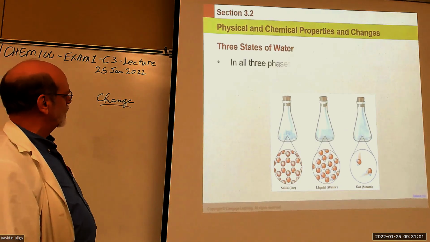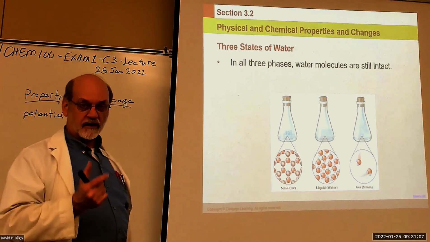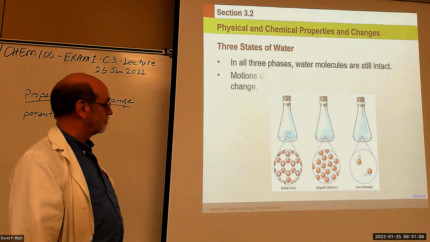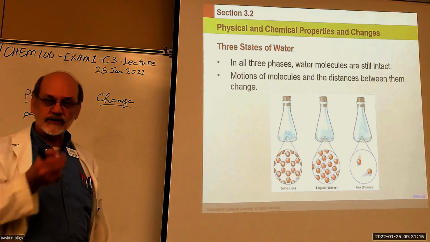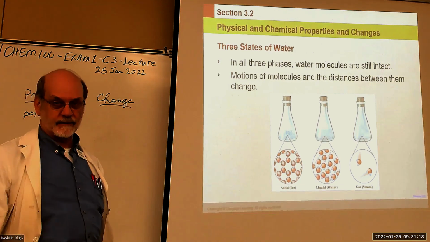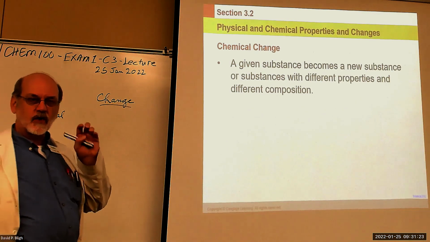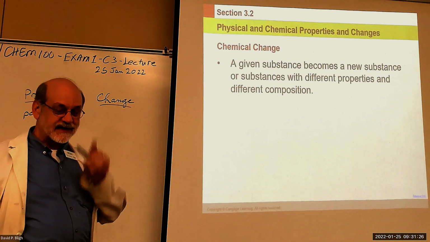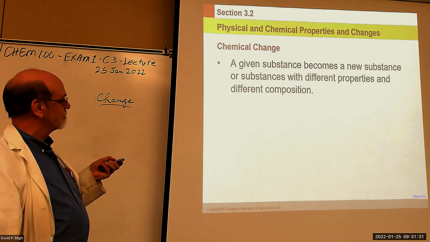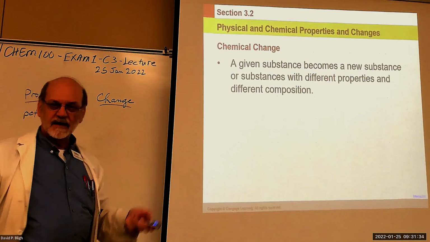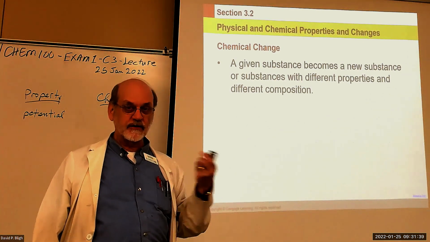Here we have our three states of water again. The water molecules are still there. It's still water, no matter what phase it's in. What changes is the energy of the individual molecules and the distance between them. Now, a chemical change requires that you have a new substance. The identity has changed. It has different properties. It may have different physical properties. It definitely has different chemical properties than the source.